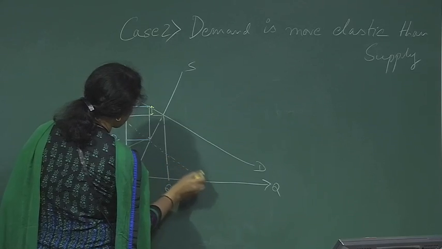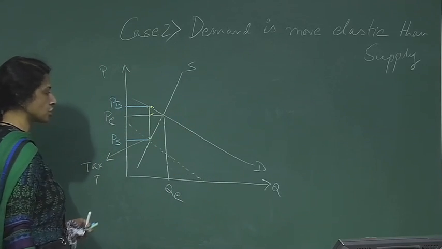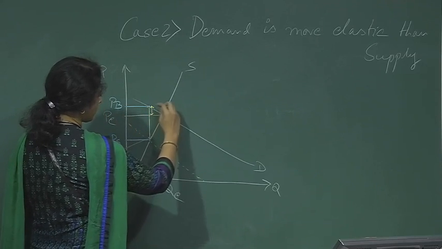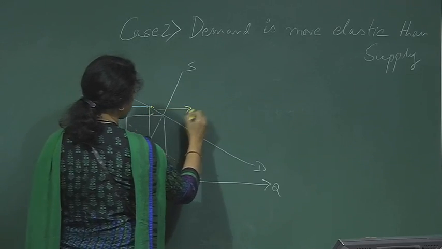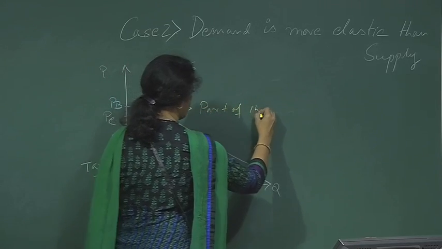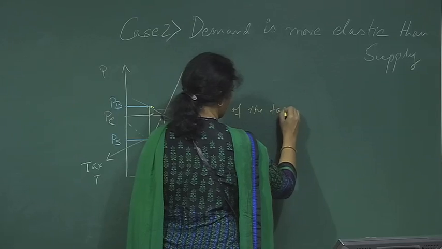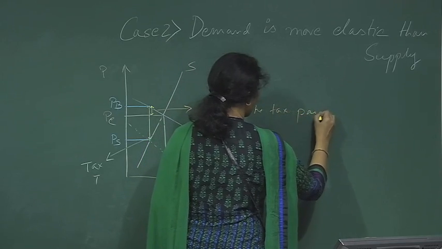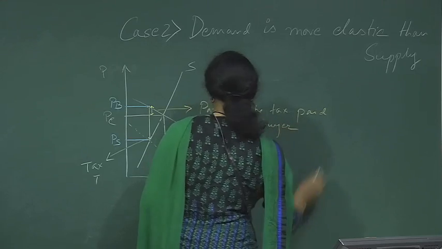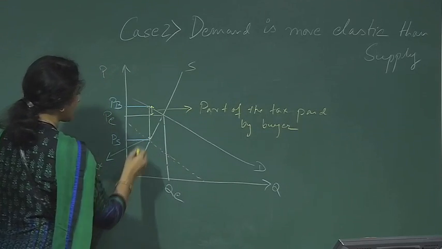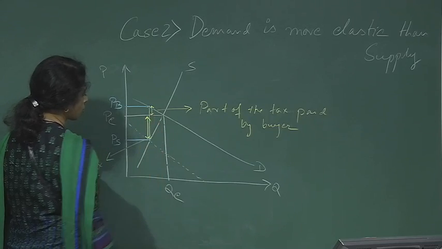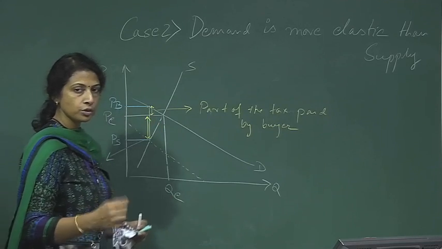So the demand curve has made a huge shift downwards, but the tax that the buyer actually ends up paying is this very small amount. This is the part of the tax paid by the buyer, and the seller ends up foregoing this amount of price per unit of the output.